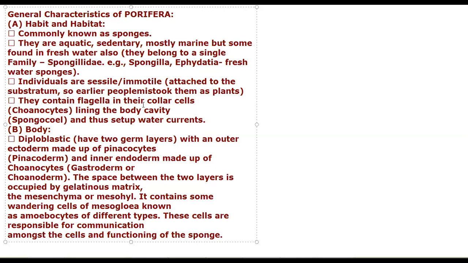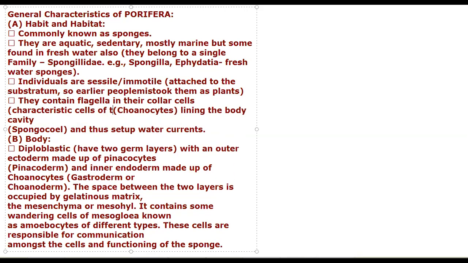Now they contain flagella in their collar cells. So these cells are called collar cells or choanocytes. Collar cells bracket में आप लिख सकते हो characteristic cells of these animals, they are also called as choanocytes. Fine. So which are characteristic cells to these animals.